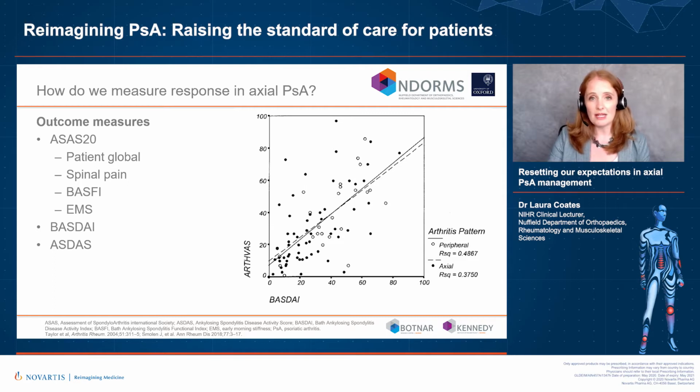What you can see here on the graph is that those patients with active peripheral disease who had no confirmed axial involvement at all actually showed a similar correlation with their overall patient global and BASDAI as those with axial disease. So the patient-reported outcome measures that we use are good at displaying disease activity, but they're not good at differentiating whether this is due to symptoms in the peripheral joints or in the spine.